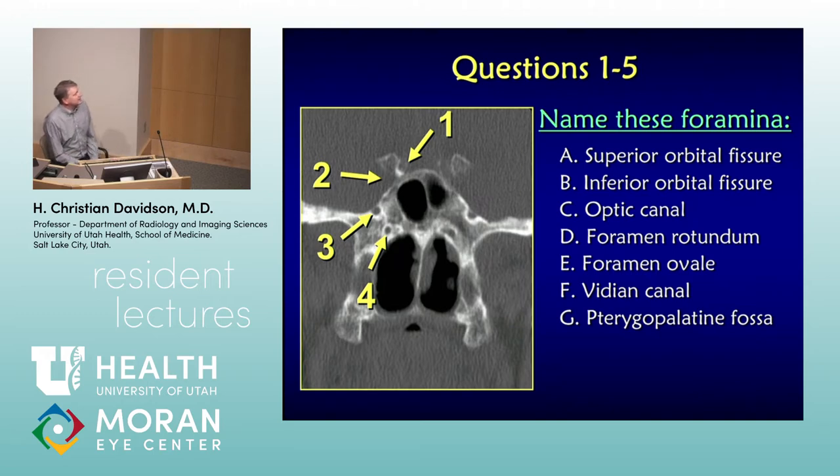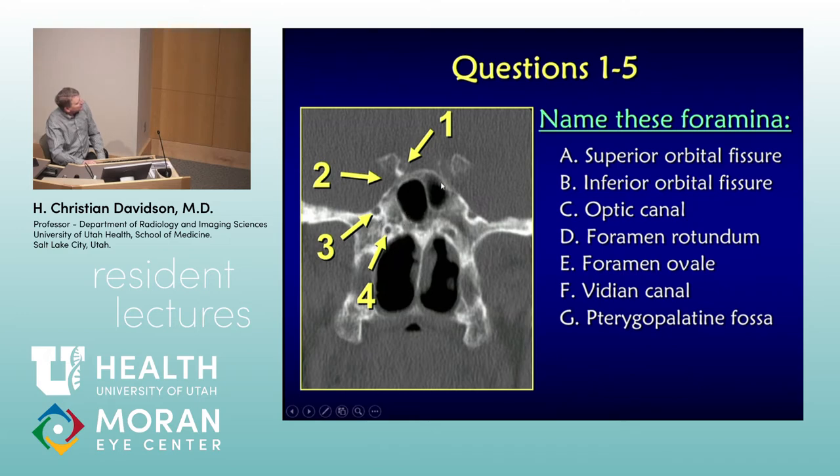So ovale is actually a little bit harder to see. Ovale goes up and down, whereas vidian and rotundum come forward. So if you're in a coronal, you're going to see rotundum and vidian coming right at you as circles. And ovale is going to be right about here, a slice or two back. And it's going to show up as basically a vertical gap in the central skull base right there. So I don't actually show ovale on this one. That's vidian. Rotundum is up and out and lateral. Vidian is down and in.